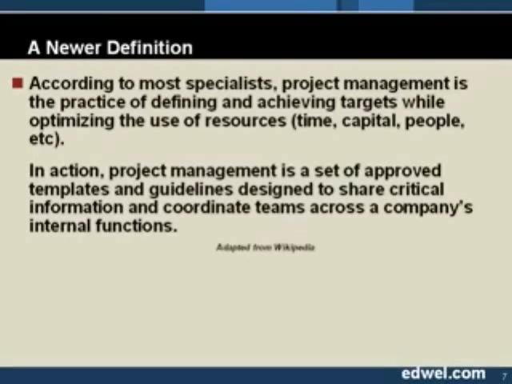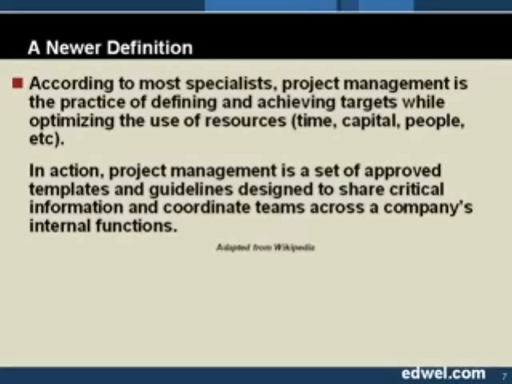If you're looking for a newer definition of project management, consider this one. According to most specialists, project management is the practice of defining and achieving targets while optimizing the use of resources, time, capital, people, etc. Now, I think that's pretty fair. Whenever a project is initiated, there is a target that we are attempting to achieve. There's a business problem or an opportunity that the organization is trying to take advantage of. Also, project management is about optimizing the use of resources. And in every modern organization, time, capital, and people are always at a premium.